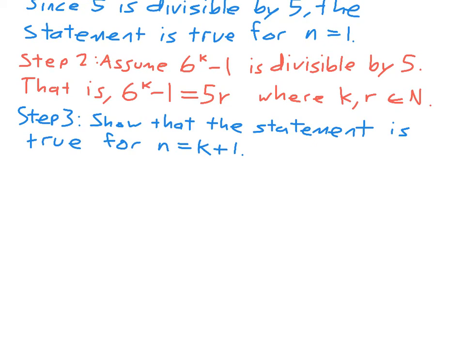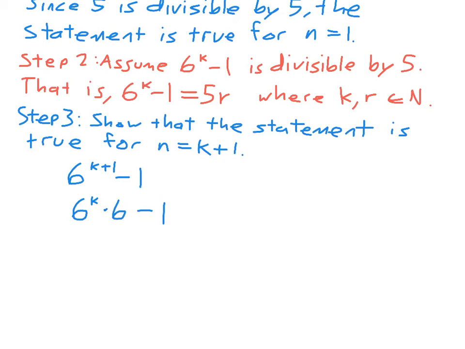Okay, so what we're trying to show is that 6 to the power of k plus 1 minus 1 is divisible by 5. So let's break it up like we did in the last problem. 6 to the k plus 1 is the same as 6 to the k times 6 to the first. I'm just going to write 6.